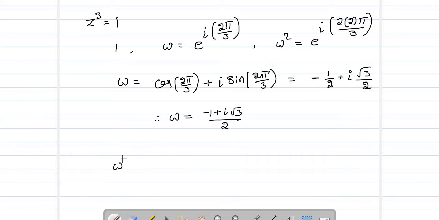And similarly, let us calculate what omega square is. That is cos of 4 pi by 3 plus i sine 4 pi by 3.